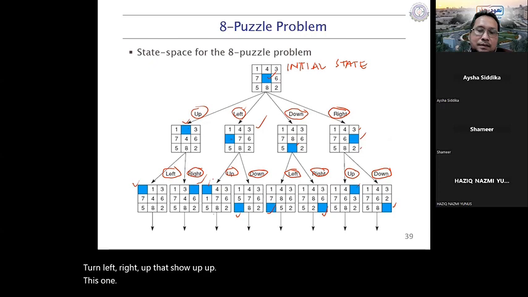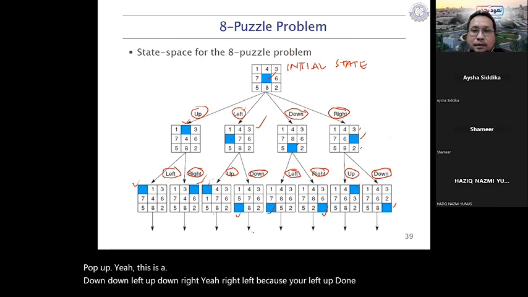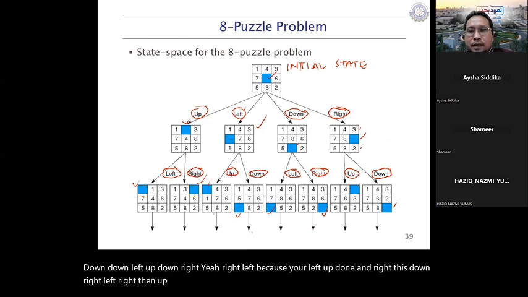This is down, left, up, down, right. Right, left, because of left, up, down, and right. This down, left, right, then up. This is right, up, down, then left. That is the way.